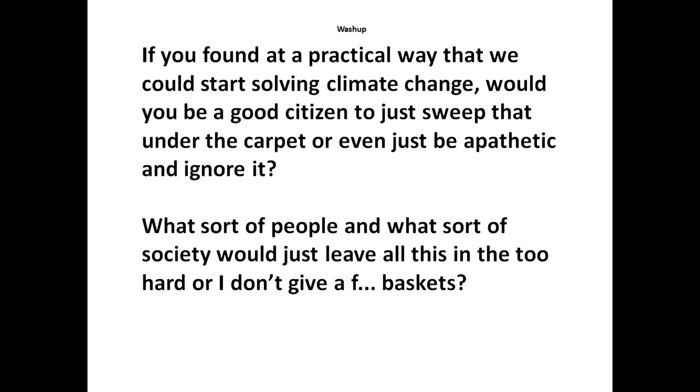If you found a practical way that we could start solving climate change, would you be a good citizen to just sweep that under the carpet, or even just be apathetic and ignore it? What sort of people and what sort of society would just leave all this in the too-hard basket or say I don't give a damn?